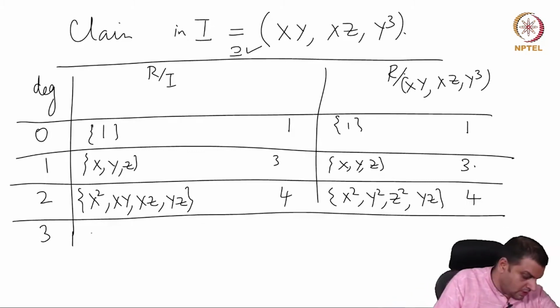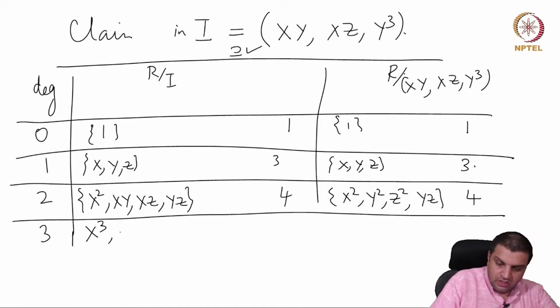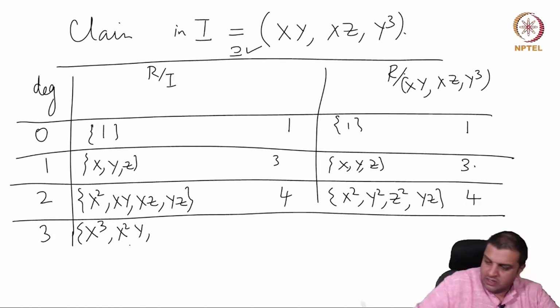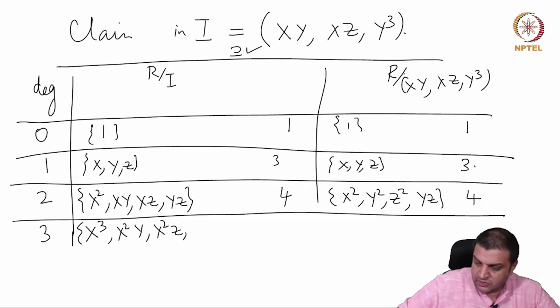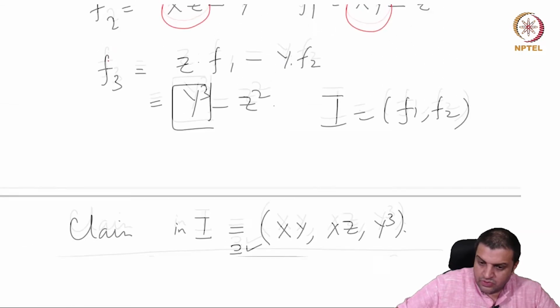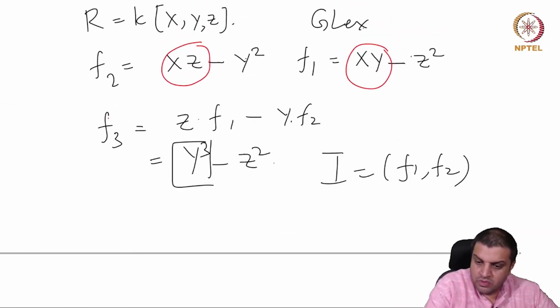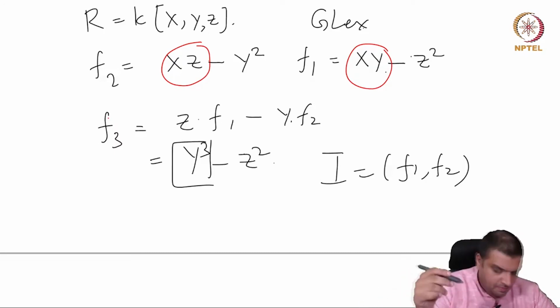In degree 3 we have x cube, x squared y, x squared z, these are leftover things. If you have xy squared, then using this it can be rewritten as x squared z. So we don't need to take xy squared. Same reason we don't need to take xz squared, similar reason using this.